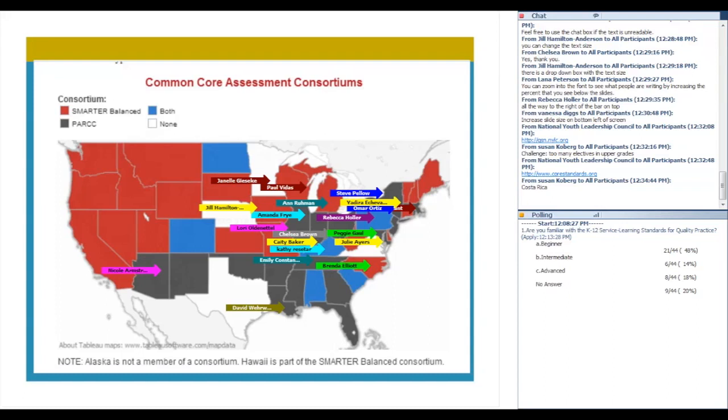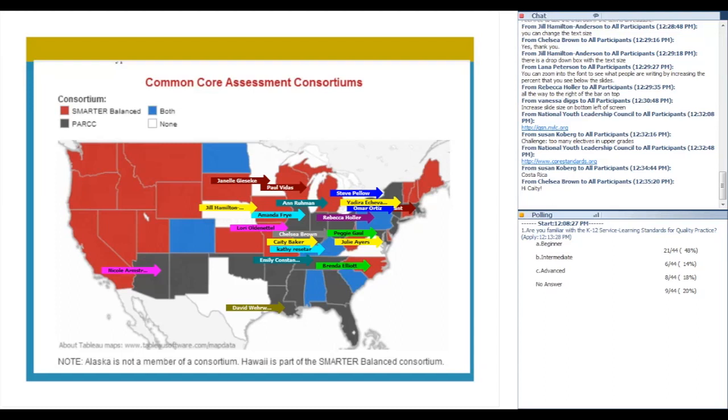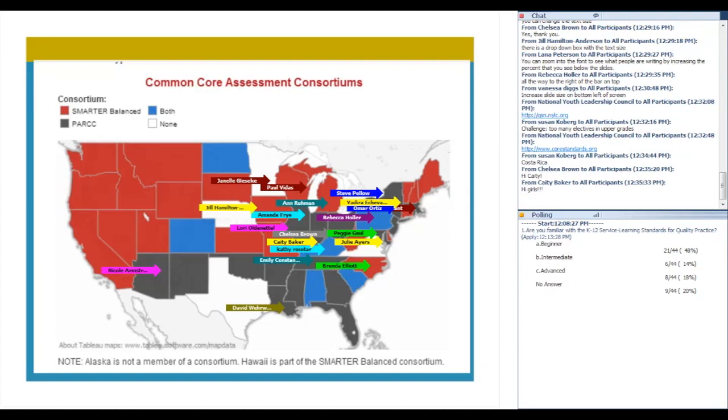So the Smarter Balanced Consortia, at the moment, the biggest difference between PARC and Smarter Balance is that Smarter Balance has computer adaptive tests. So like the SAT and the ACTs, the questions get harder when students get a right answer, and the questions get easier when a student misses the question. So the exam gets more challenging the more questions they get right, and less challenging when they get them wrong.